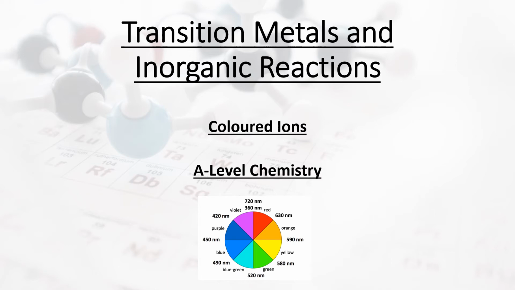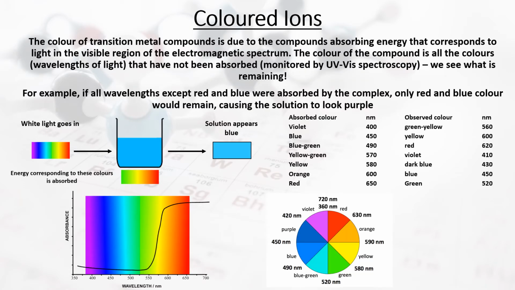Hi everyone, today a video in the transition metals and inorganic reactions set of videos looking at coloured ions. Now we've talked in a previous video of this series that one of the key properties of transition metal ions is that they tend to form coloured ions. And this is in contrast to a lot of main group ions or even organic compounds that tend to be white solids or colourless liquids.